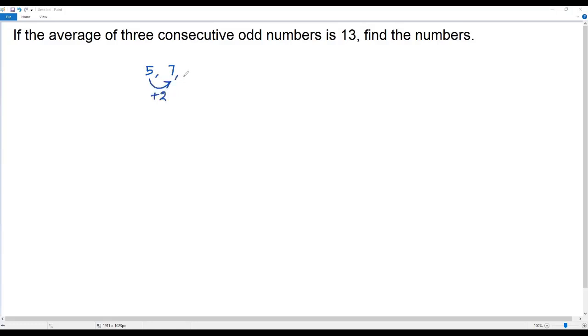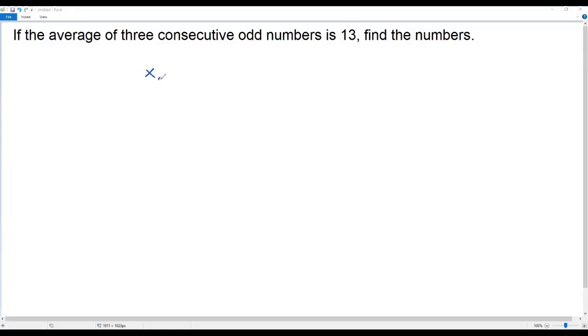Okay, what should I do to get the next consecutive odd number after 7? It's very simple, the same thing. I have to add 2 to 7, then I'll be getting 9. So 5, 7, 9 are three consecutive odd numbers. But I'm not sure whether the first odd number is 5. So I do not know in this case. So for that, I have to assume x as the first odd number.